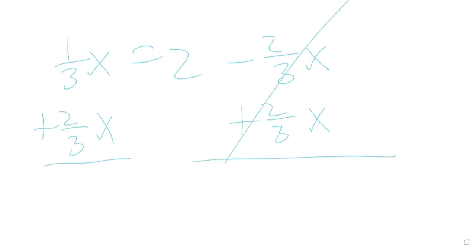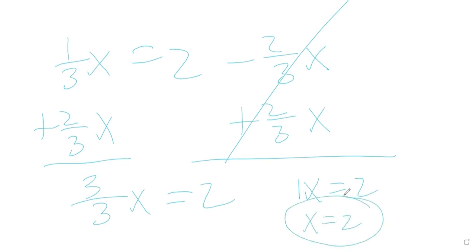Now here on the left, 1/3 plus 2/3, right? We can combine these because they carry x's. So 1/3 plus 2/3, we have a common denominator already. That's 3/3 x equals 2. But 3/3 is just 1. So this really just says 1x equals 2. You don't have to put the 1 there. So really it's just x equals 2. And that would be the final answer for that one.